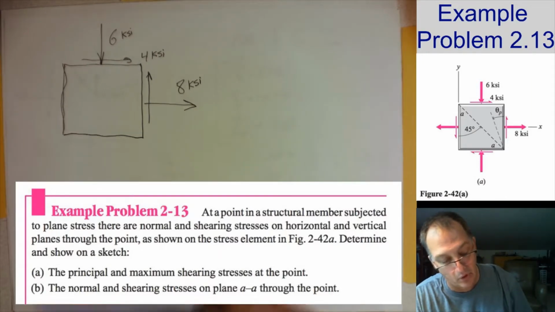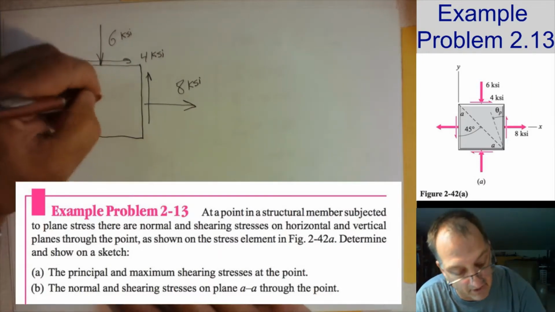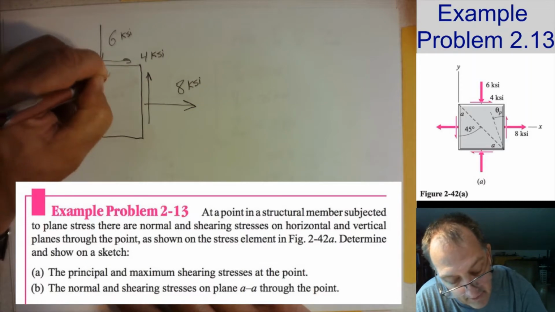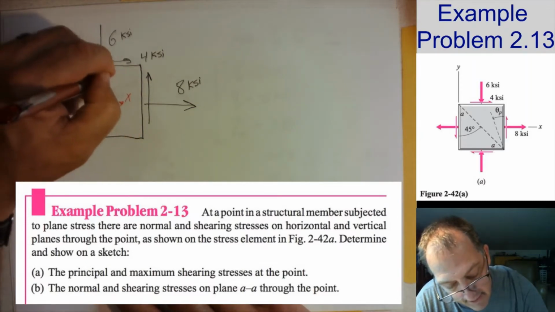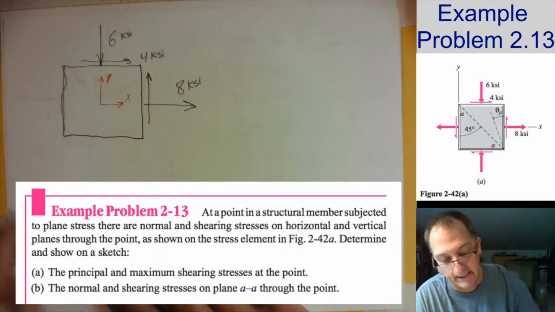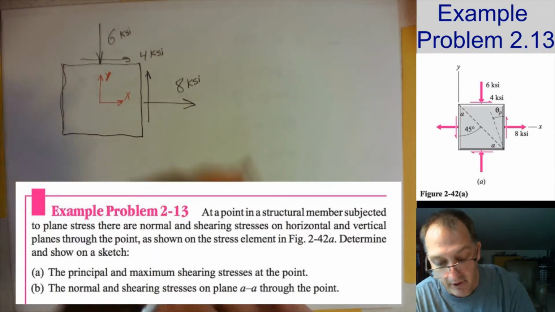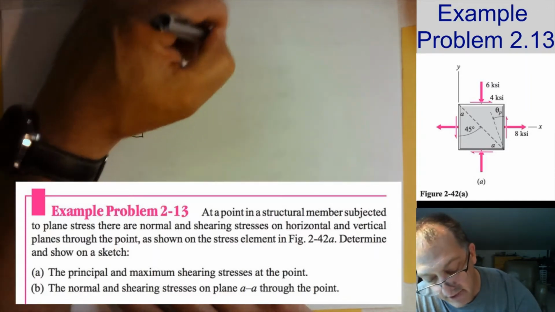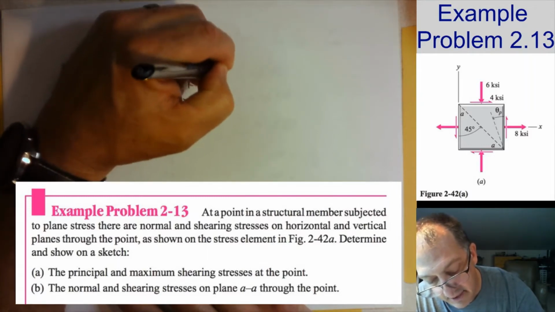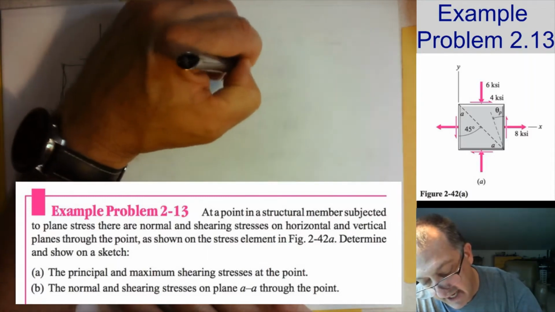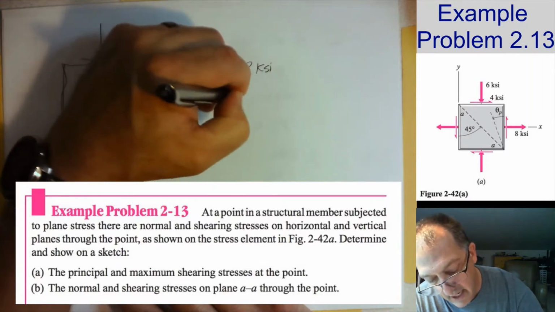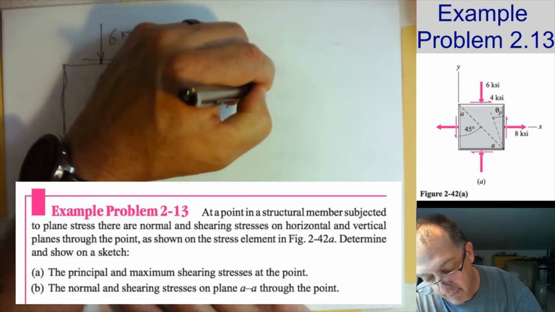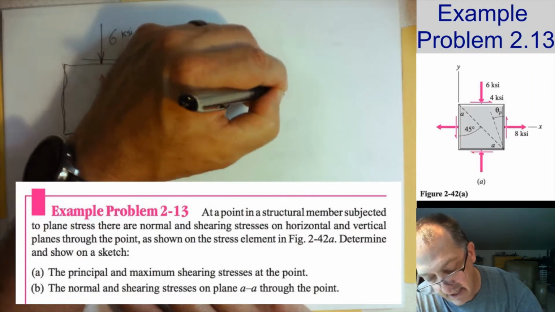I got to put a coordinate system on, and that's really about as far as I've ever gotten with this first video. Y direction. There's my X direction. Make that a little more clear. And then I'm going to write those things down over here. Sigma X is equal to 8 KSI. Sigma Y is equal to minus 6 KSI.